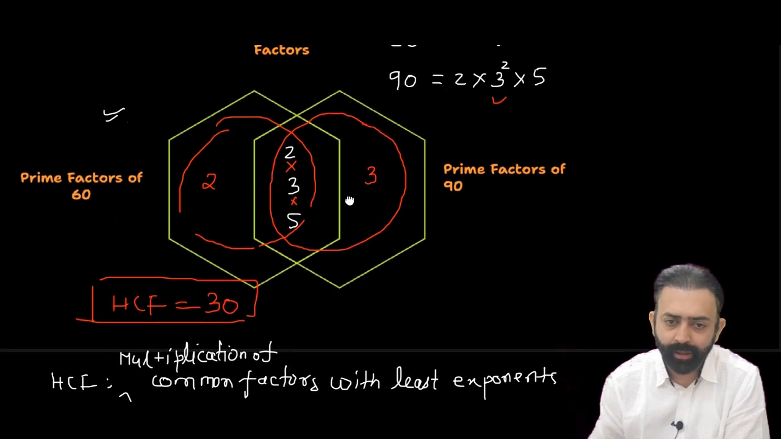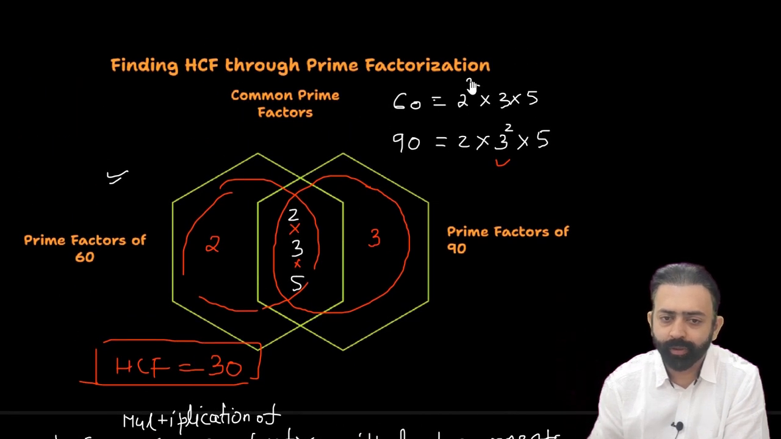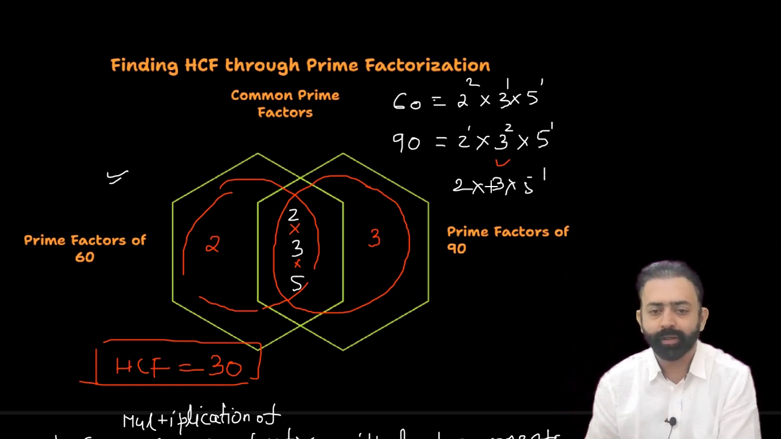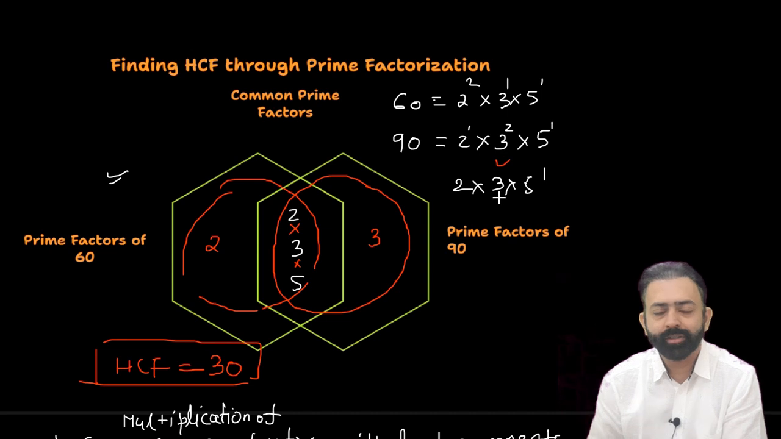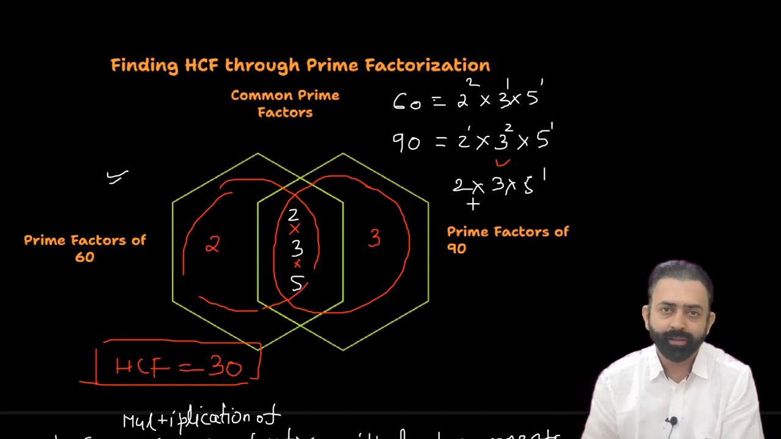Let us relook at the common factors. We have 2 raised to power 2 and 2 raised to power 1. So the least exponent in this is 2 raised to power 1. That's why we took only 2. In 3 and 3 square, the least exponent is 3 raised to power 1. So we took only 3. And in 5 raised to power 1 and 5 raised to power 1, the least exponent is just 5 raised to power 1. So we took only 5 raised to power 1. Okay, so the multiplication of the common factors with least exponent gives you the answer as 30.